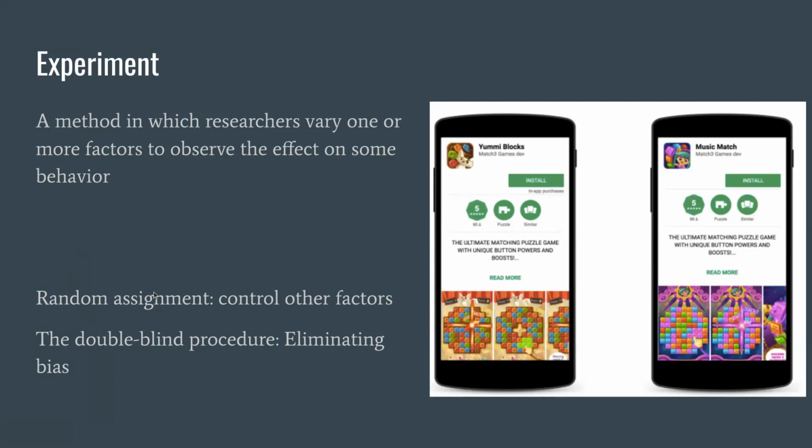And another thing that is really important in an experiment is the double-blind procedure. This is a procedure in which not only participants are ignorant about whether they are in group A or B, but also the researcher is ignorant on whether the participant is in group A or B. This way, it eliminates any bias that can happen.